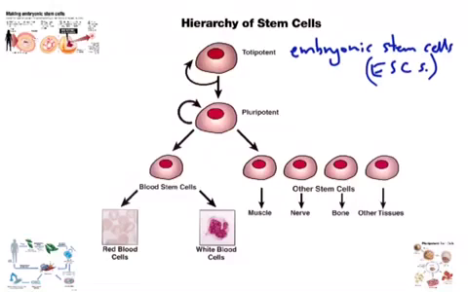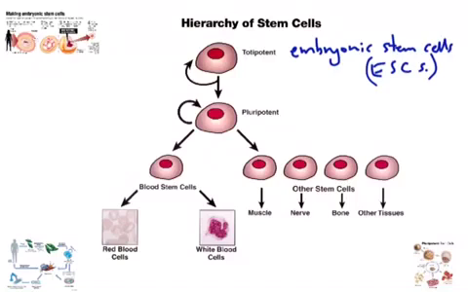These embryonic stem cells are described as totipotent, meaning that they have the potential to be able to turn into any other kind of cell in the body. They can differentiate ultimately into any other kind of cell. So they're the most powerful of the stem cells, embryonic stem cells.